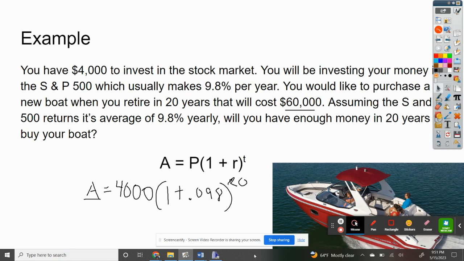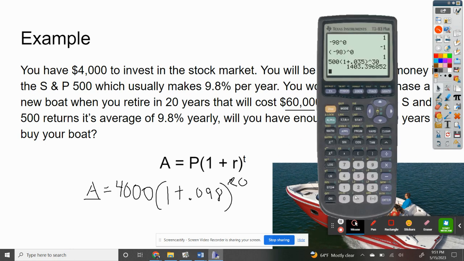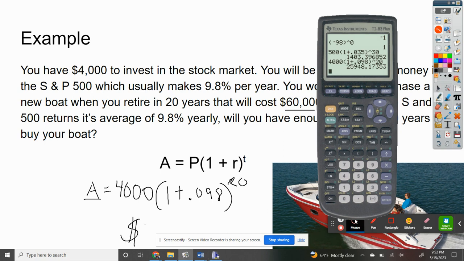All right, so we're just going to use our calculator to figure out what this is. So 4,000 times parenthesis 1 plus 0.098, to the power of 20. I don't think it's going to be enough. Let's find out. Nope. So $25,948, and if you care about the cents, you're going to get 17 cents.